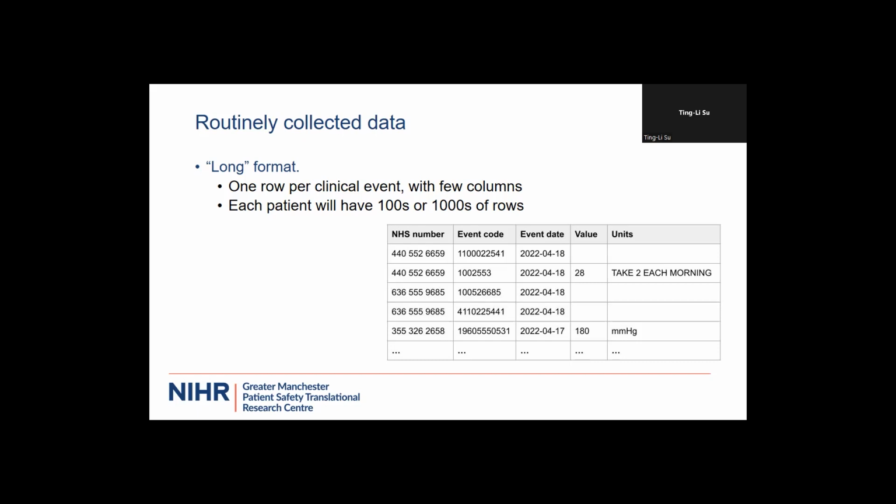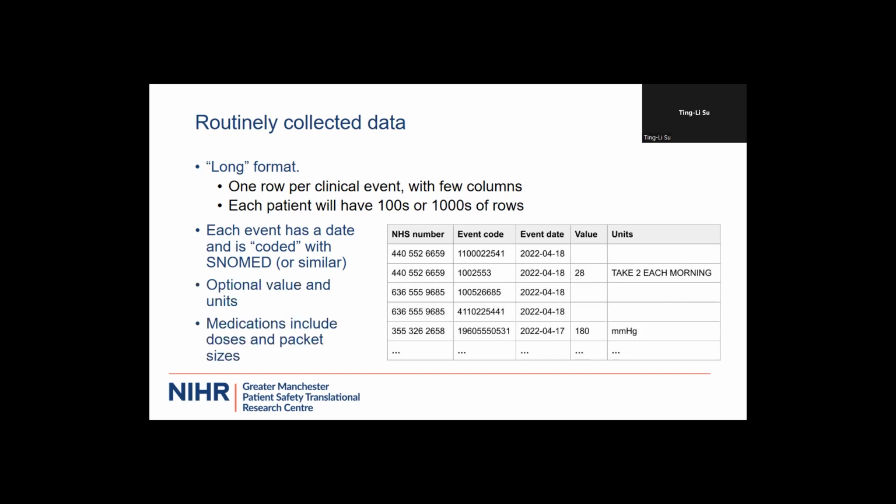The event date column, the middle one, will tell you when that thing happened. The event code, this is the clinical codes that I'm talking about. So in this case, this is a dictionary or a terminology called SNOMED. Each of those numeric entries in the event code column would correspond to a different clinical concept. And then sometimes these things are going to have a value or units. If it's a diagnosis of diabetes, there wouldn't be, but if it was a blood pressure reading, for example, then it would have a value in units.